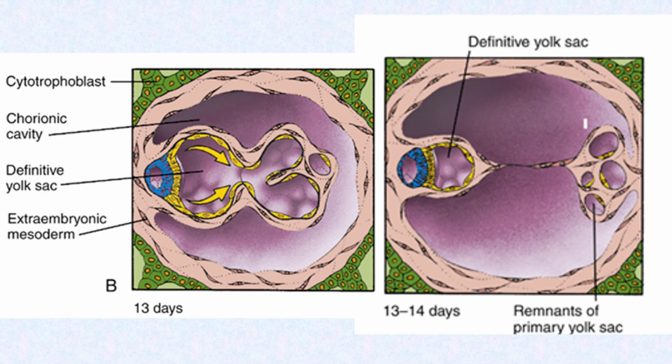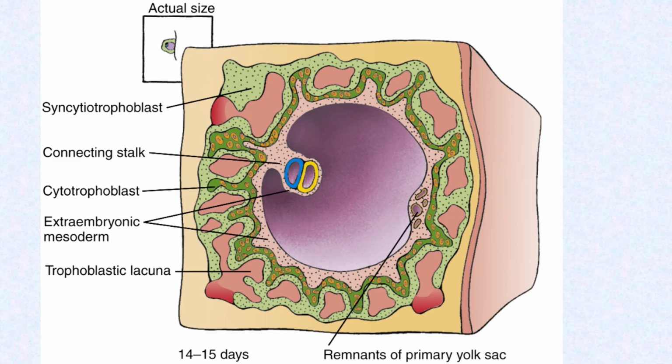As the definitive yolk sac develops on day 13, the primary yolk sac breaks up and is reduced to a collection of vesicles at the embryonic end of the chorionic cavity. By day 13, the embryonic disc with the dorsal amnion and ventral yolk sac are suspended in the chorionic cavity by extraembryonic mesoderm. Around the end of the second week, the definitive yolk sac loses contact with the remnants of the primary yolk sac, and the bilaminar embryonic disc with its dorsal amnion and ventral yolk sac is suspended in the chorionic cavity by a thick connecting stalk.